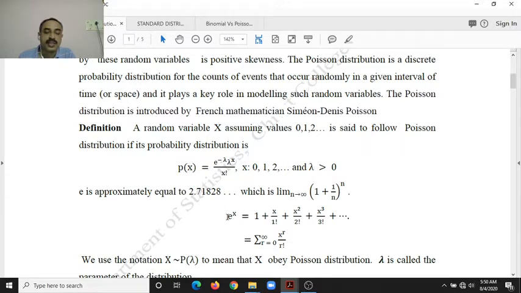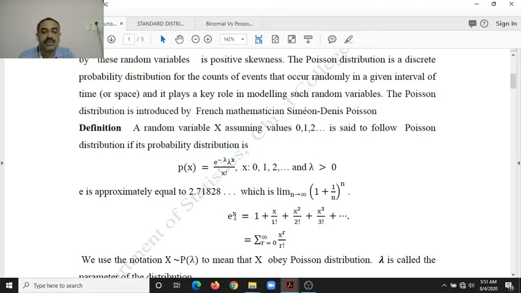If we consider this as e raised to lambda, this will be 1 plus lambda by 1 factorial plus lambda square by 2 factorial plus lambda cube by 3 factorial plus etc. Now, to make this a probability distribution, we should get the two properties of a probability distribution. The first property is positiveness, and the second property is that the total probability of all the values of the variable is equal to 1.